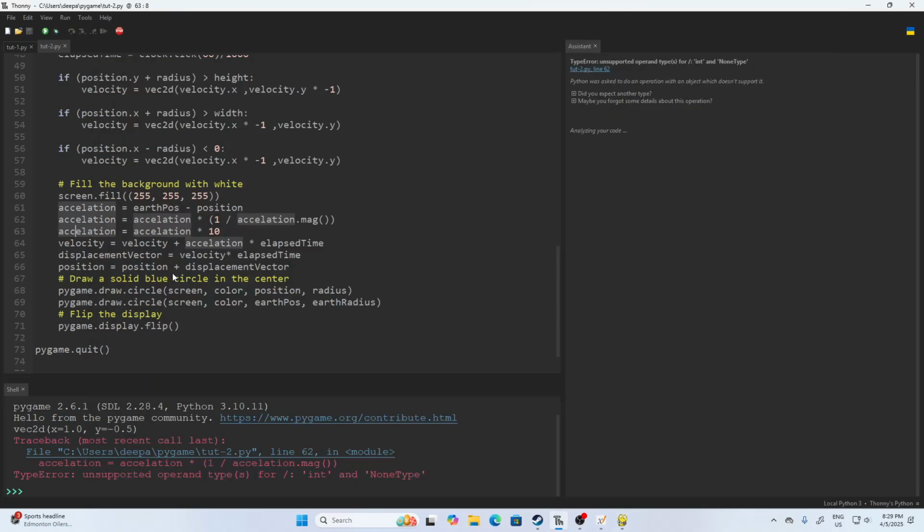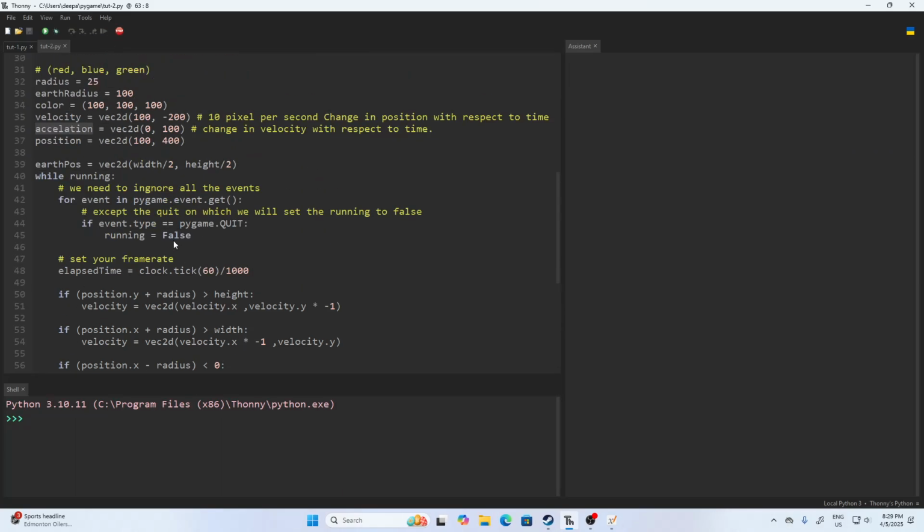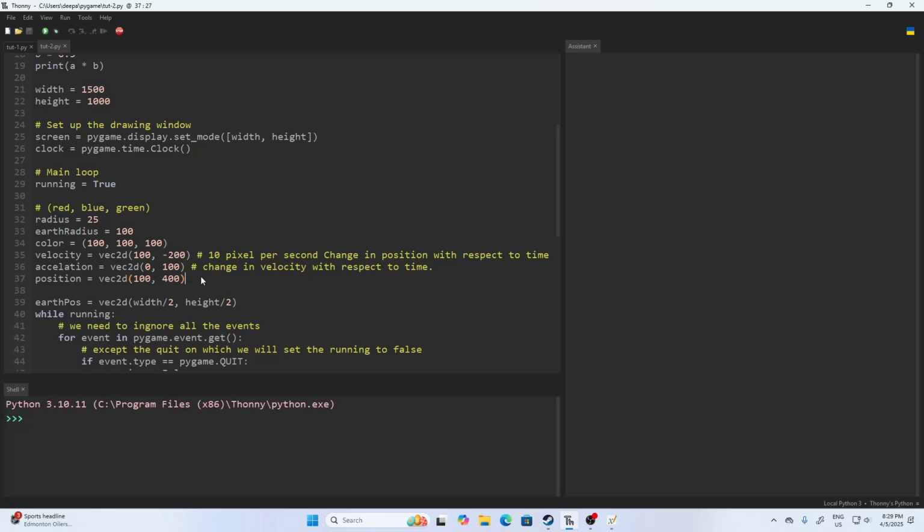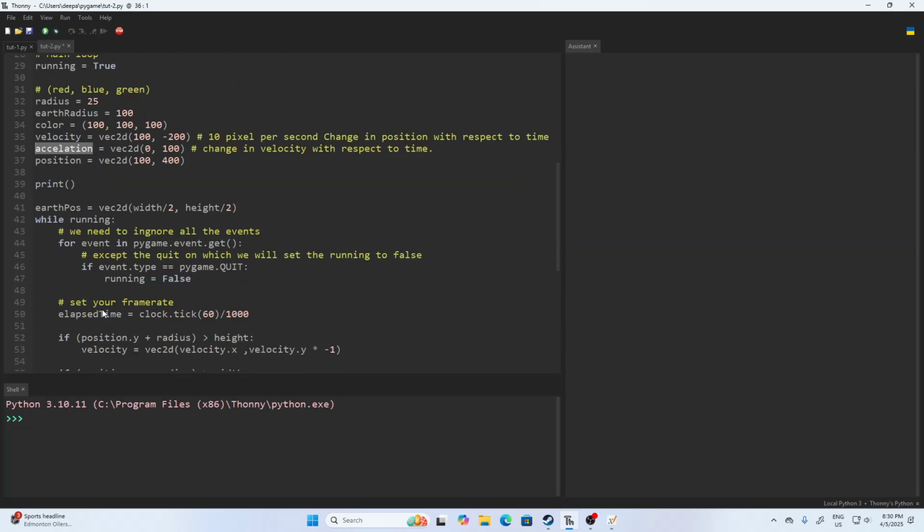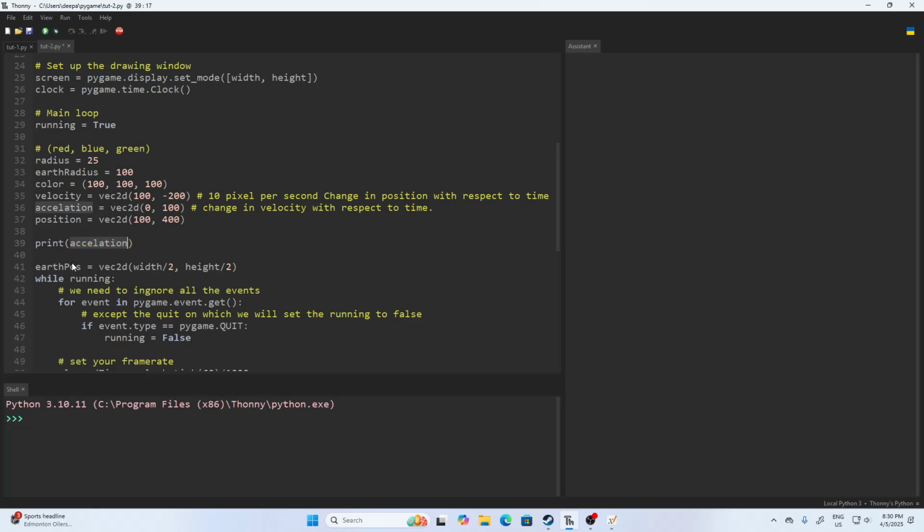Still, acceleration into 1 by... is the magnitude not working? Let's check if it's not working. Print acceleration dot mag.